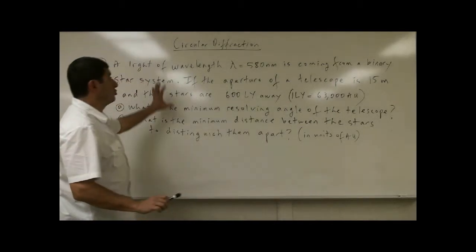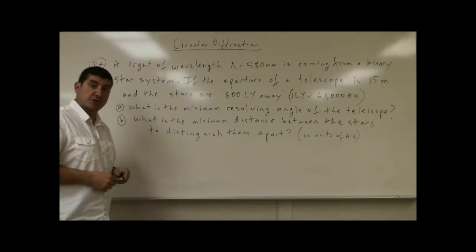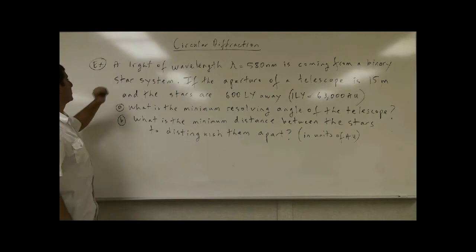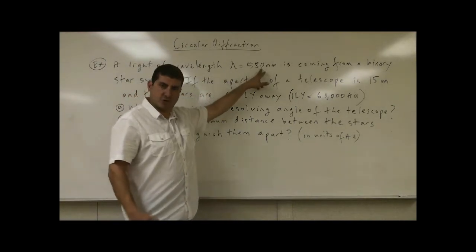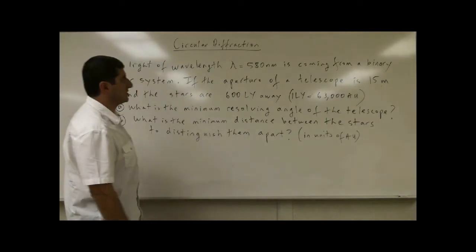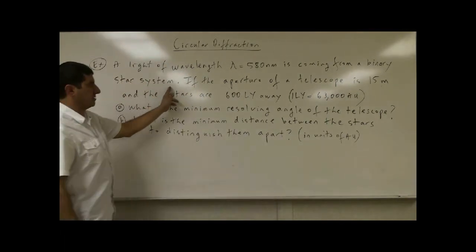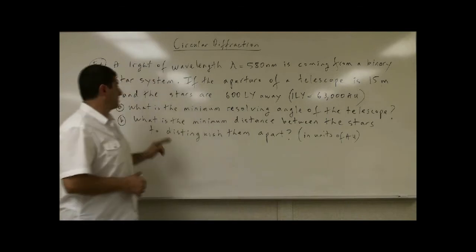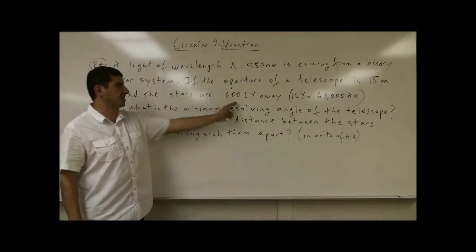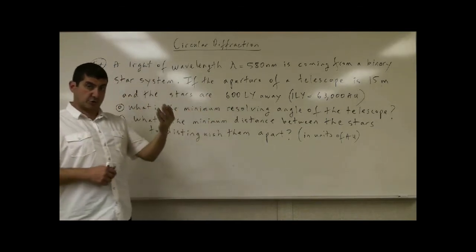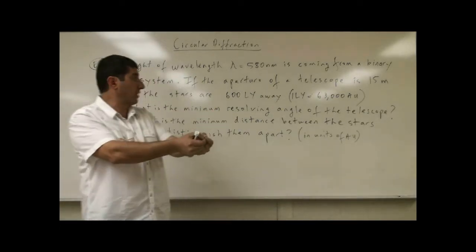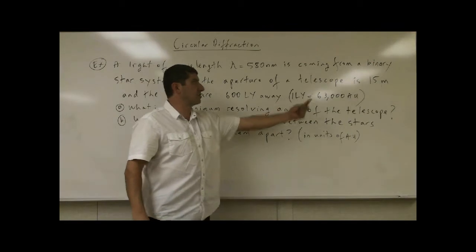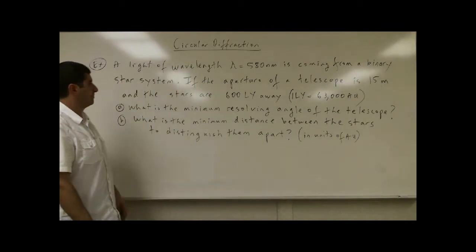Okay, now we're going to continue that same concept of the circular diffraction. The problem says a light of wavelength, the same wavelength that we had before, 580 nanometers, is coming from a binary star system. If the aperture of a telescope is 15 meters and the stars are 600 light years away, so we're assuming you have a binary star system, they're both 600 light years away from us, and it says 1 light year is 63,000 AUs.